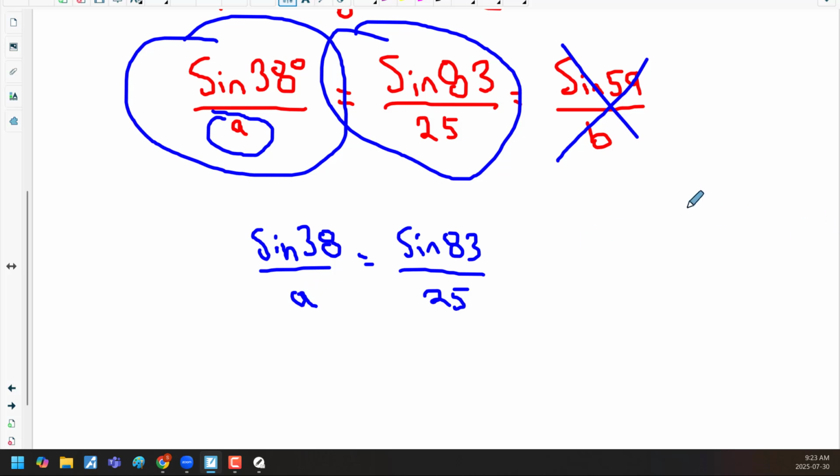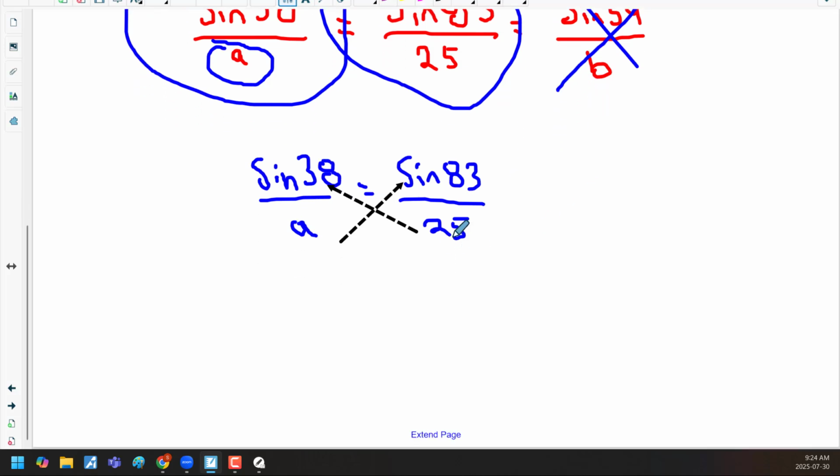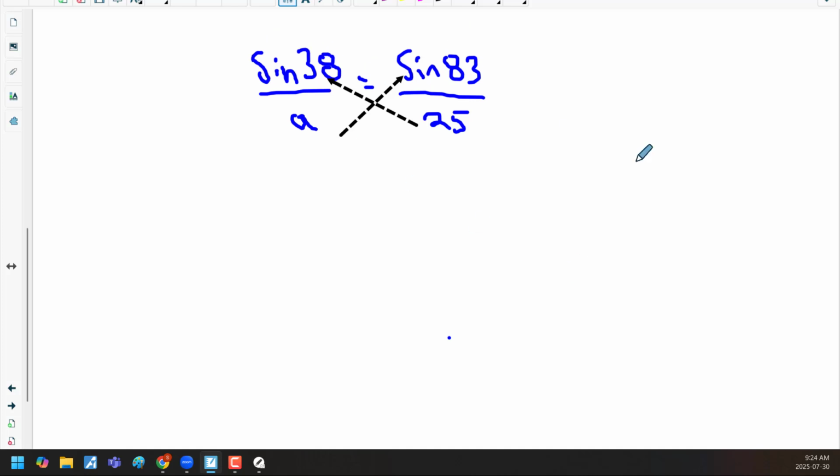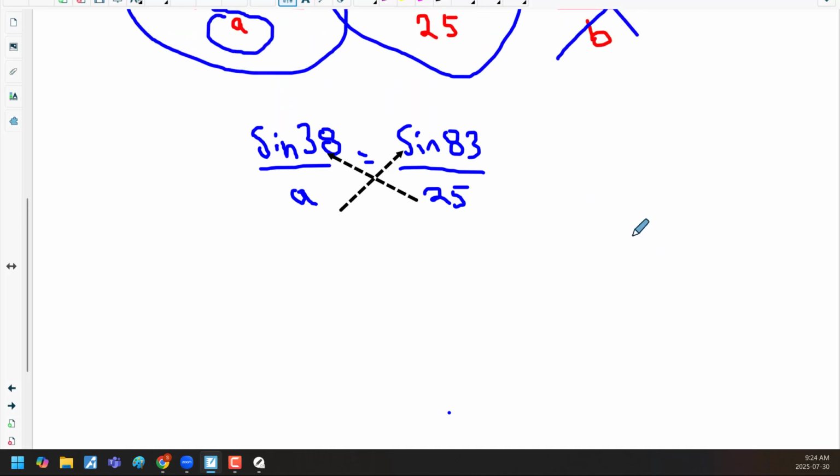And we've come across a situation like this before, when I have a fraction equals a fraction. Hopefully you remember from our previous lesson. Whenever you have a fraction equal to a fraction, what do you do? You always cross multiply. Just crisscross that. So it becomes 25 times sine 38. Now, don't be afraid. Sine 38 is just a number. It's a decimal. It's a really long decimal, but it's really just a number.